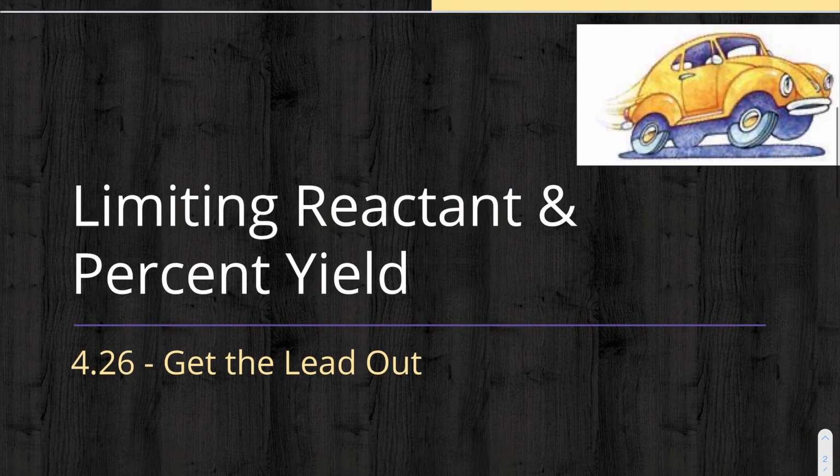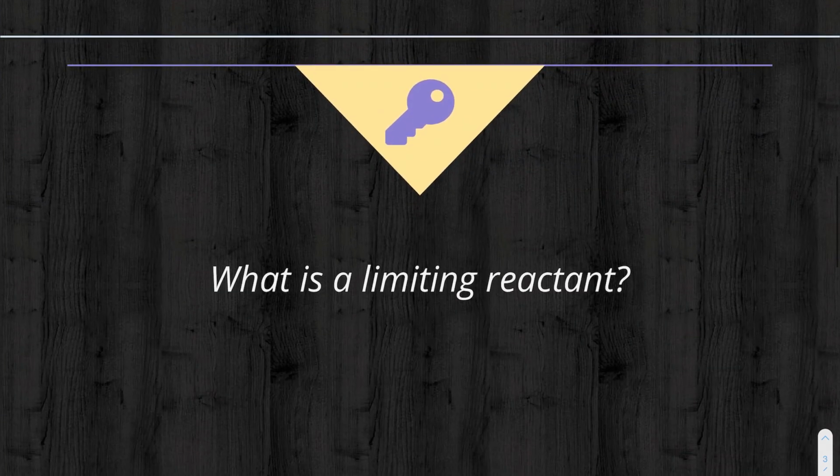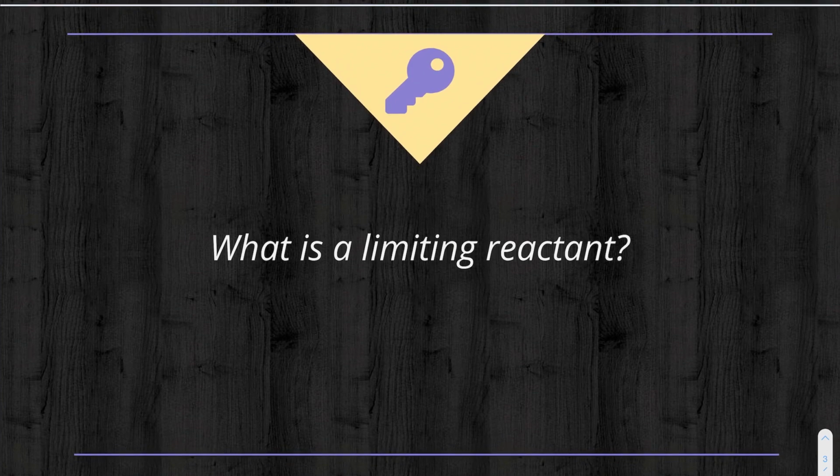So, 4.26, the last one, in toxins, limiting reactant and percent yield. Percent yield is actually something we talked about in alchemy, but it's kind of a reminder. And the title, Get the Lead Out, is just kind of like precipitating lead out of solutions. Okay, so the key question here being, what is a limiting reactant?